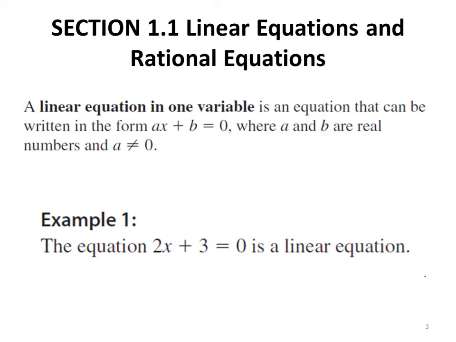The leading coefficient a, the coefficient of x, cannot be equal to 0. Here is a quick example. The equation 2x plus 3 equals 0 is an example of a linear equation. The reason they are called linear equations is that if you graph these equations you will get a straight line.